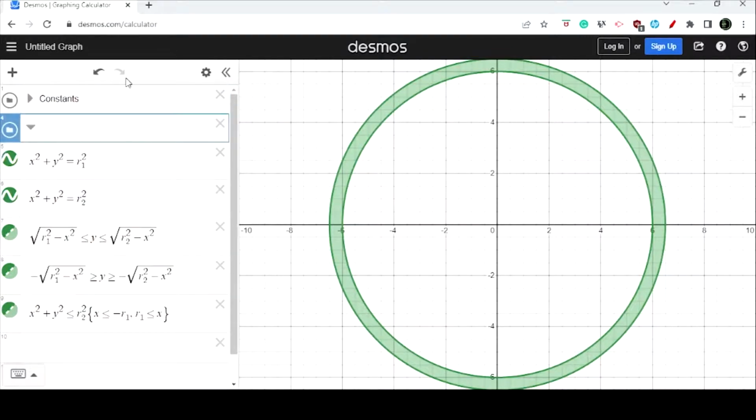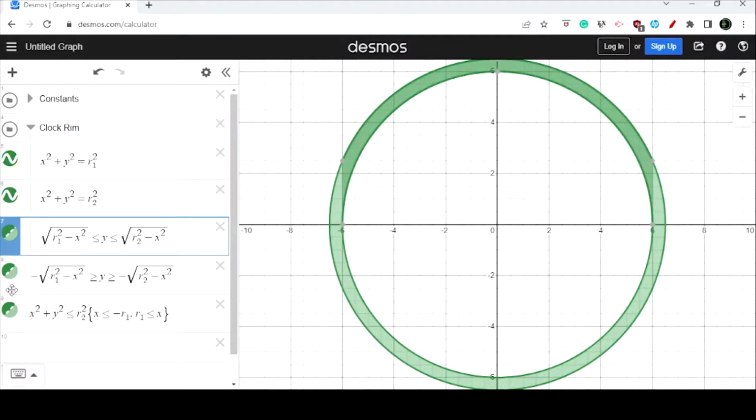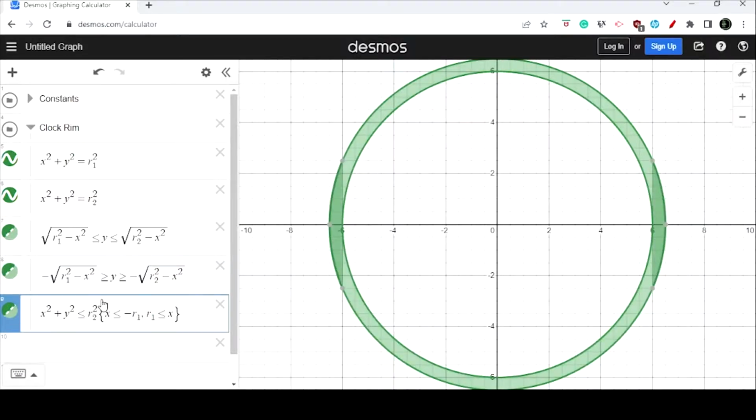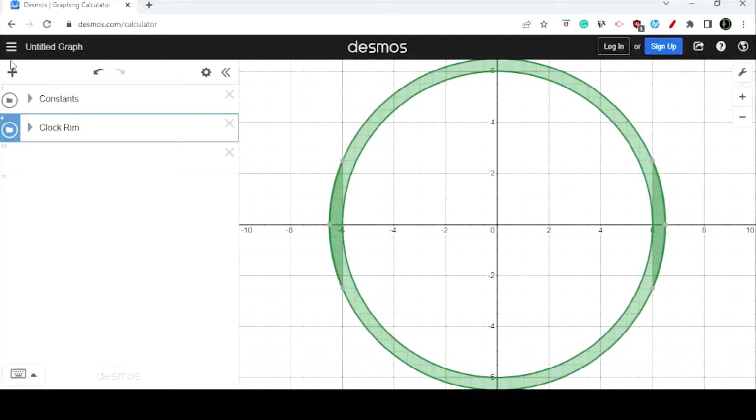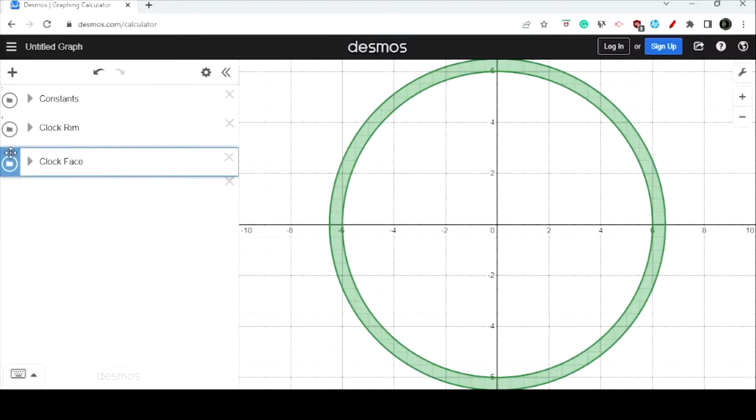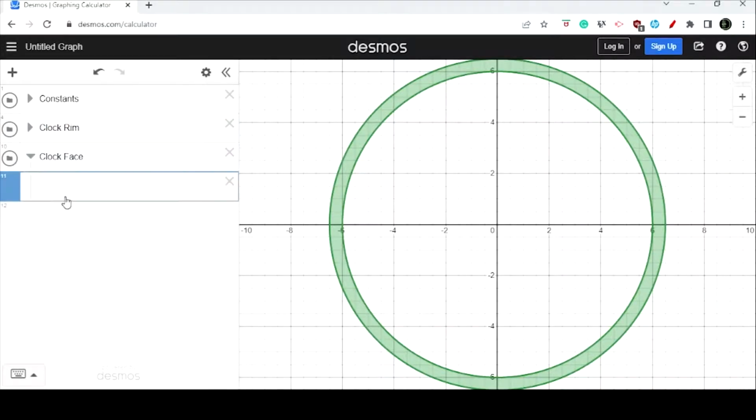Let's make another folder. This would be for the outer rim. We can call it a clock rim. Alright. In our next folder, we can call it clock face. And now we can start drawing our ticks.